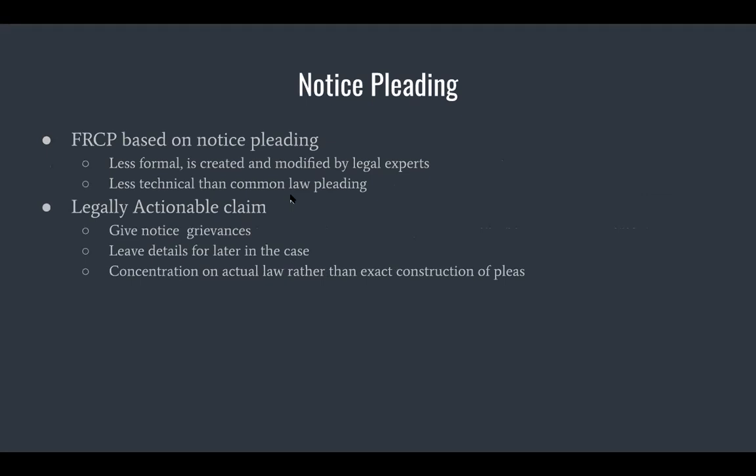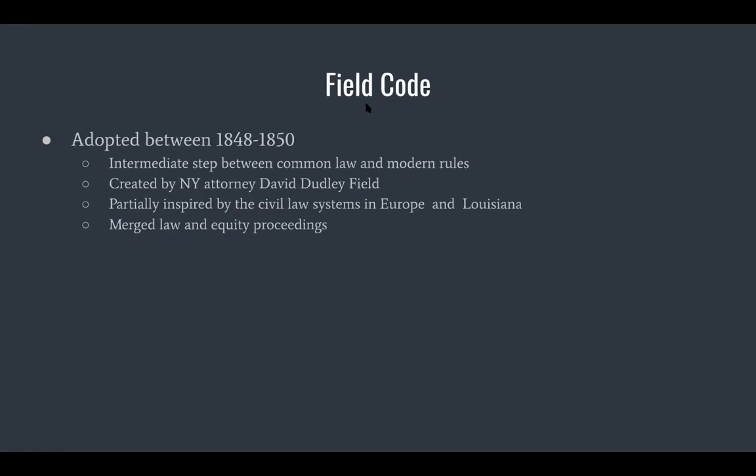So the FRCP is a notice pleading system. It's less formal. It was created and continues to be modified by legal experts. It's less technical than common law pleading, and it focuses on a legally actionable claim. You give notice of what your grievance is, you leave details for later in the case, and you concentrate on actual law rather than the exact construction of pleas. So even if your plea isn't constructed exactly right, your case can move forward because you're saving the details for later in the case. What was the Field Code?